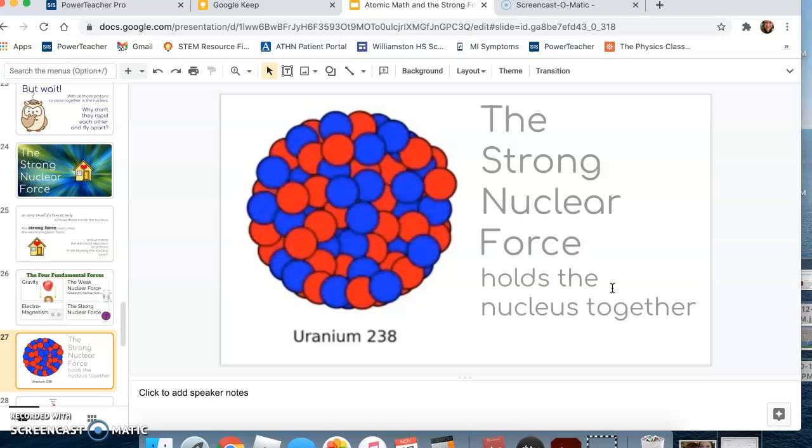And most of the atoms in our bodies, in the world around us, are pretty small. They're things like carbon, which has an atomic mass of 12, or oxygen, which is an atomic mass of 16. Small things like that. So the strong nuclear force has no problem holding those things together.